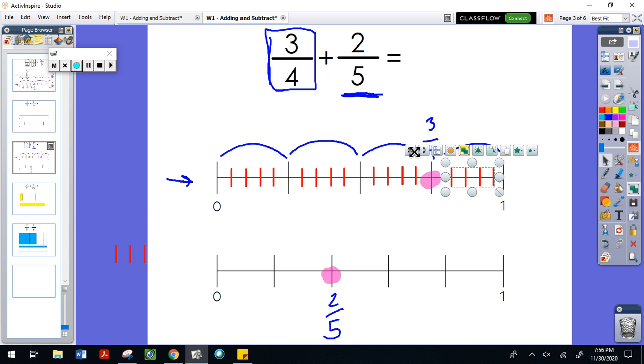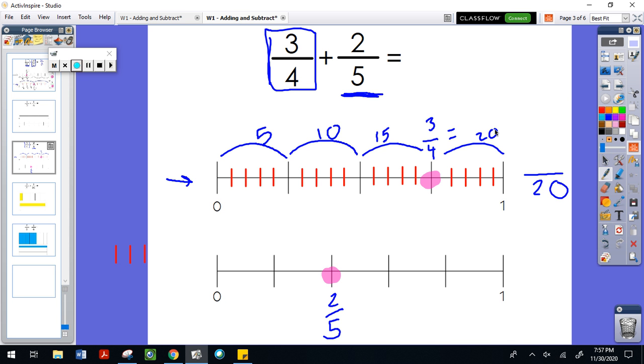Okay, perfect. Now, let's think about what our equivalent fraction is. If we figure out how many pieces are in this number line now, how many pieces do you think are there? Exactly, 20. Because remember, there's 5 in each section, so that would be 5, 10, 15, 20. So that's where our denominator came from.